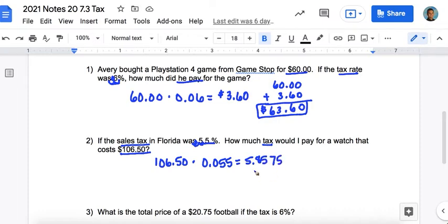5.8575. And since there's more than 2 numbers after the decimal, we need to round to the nearest hundredth. So I'm going to underline the hundredths place, which is this 5. And we're going to look to the right. If it's 5 or above, we're going to give it a shove. And since it's 7, it is 5 or above, so we're going to give the 5 a shove to a 6. So it's $5.86. That is the tax. And let's go back to the question. It said, how much tax would I pay? So it's $5.86. Okay, let's move on to number 3.